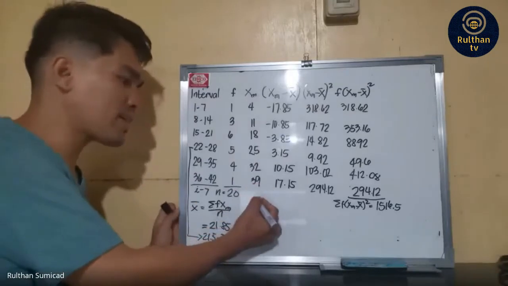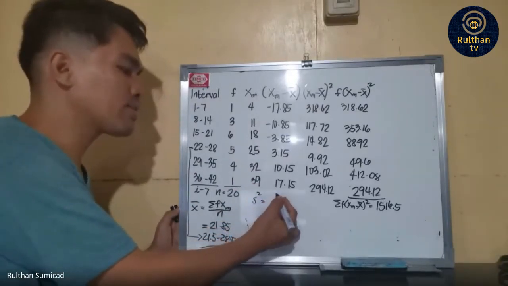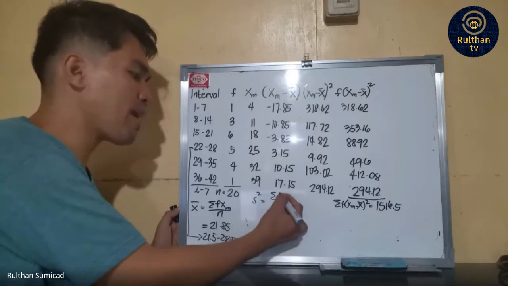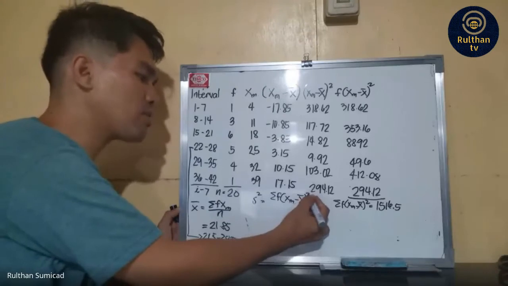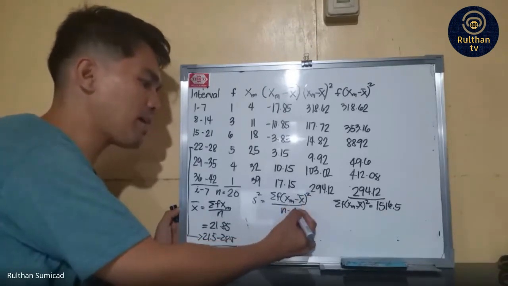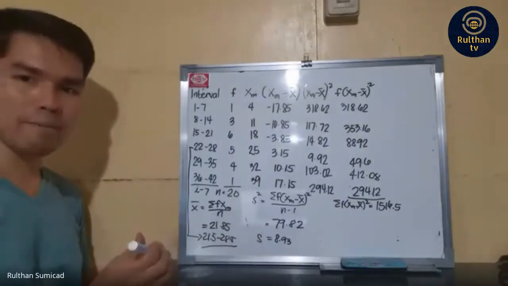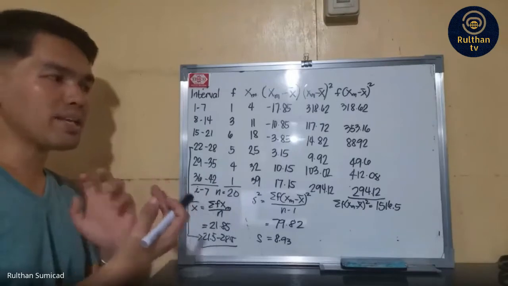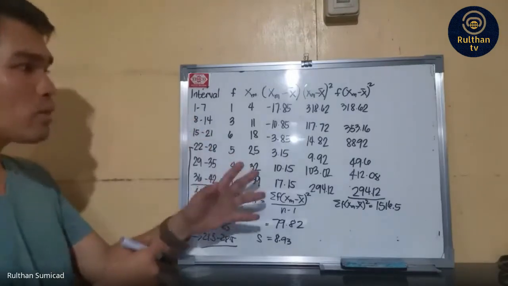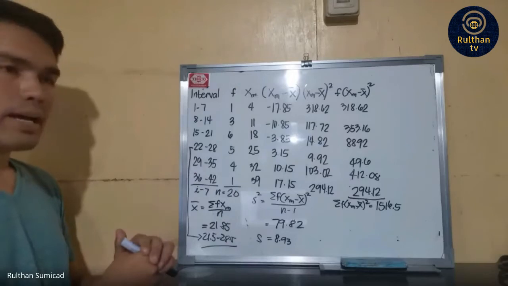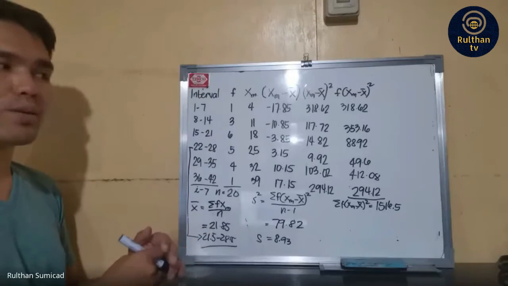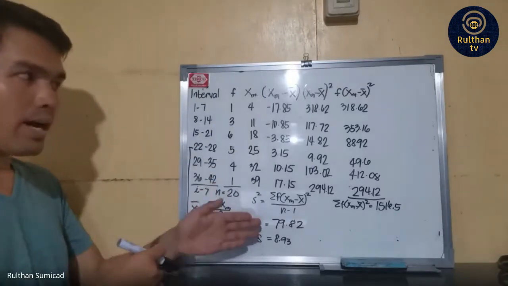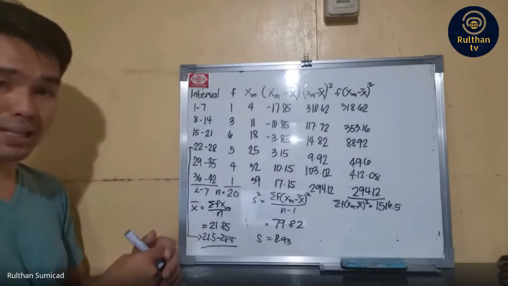Now let us solve our variance. That is s squared equals the summation of f times x sub m minus x bar squared, divided by n minus 1. And what is our standard deviation? Still, we arrive at the same answer using this formula. So either method, we are still going to arrive at the same value. But why do we need this one? Because if we're going to solve for the skewness and the kurtosis, we quantify the skewness and the kurtosis of our distribution. This is somehow our path in doing it.